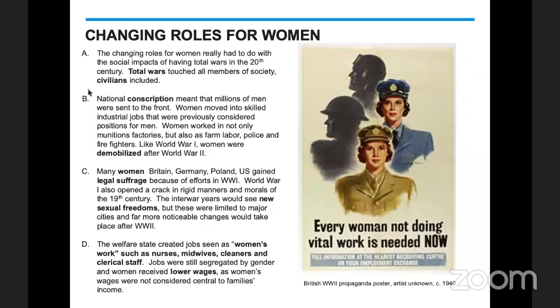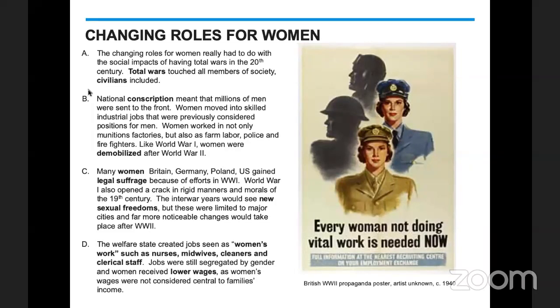The men that are returning from war want their jobs back, and we'll see what happens because of that. In many countries, Britain, Germany, Poland, and the United States, most women are going to get legal suffrage, and they're going to get the right to vote because of their efforts in World War I. We also see the interwar years start to set up things, breaking sexual norms and breaking barriers for women's behavior. And we'll see this culminate in that second wave of feminism we're going to talk about next week.